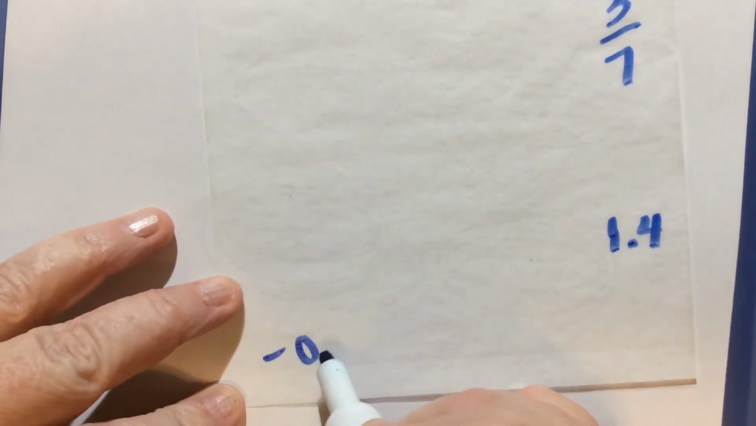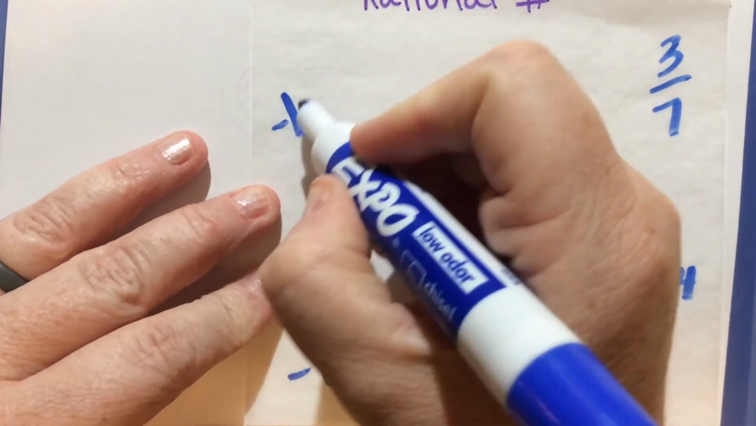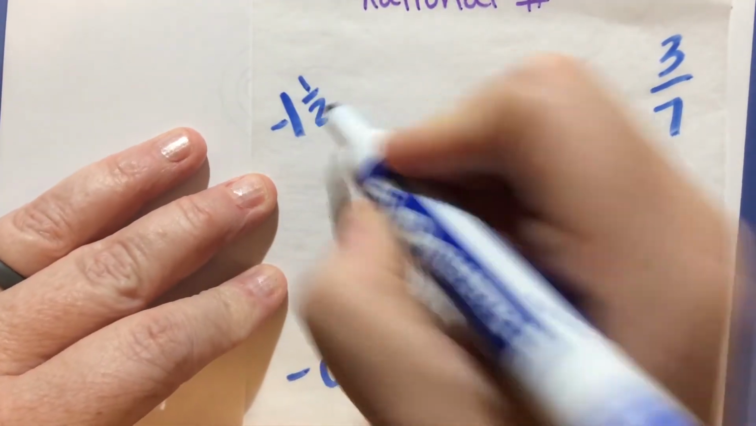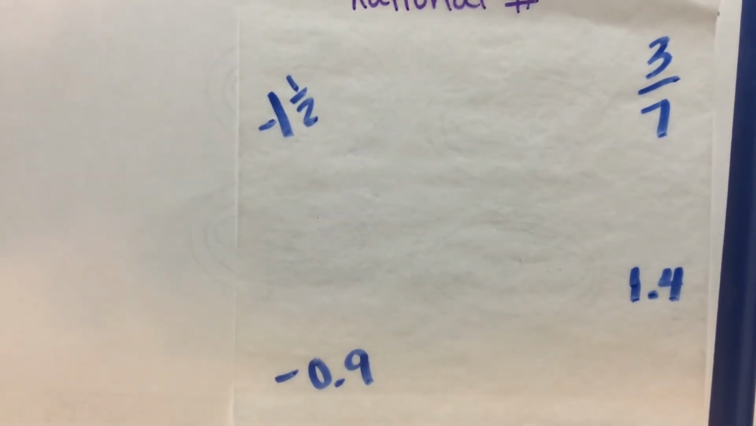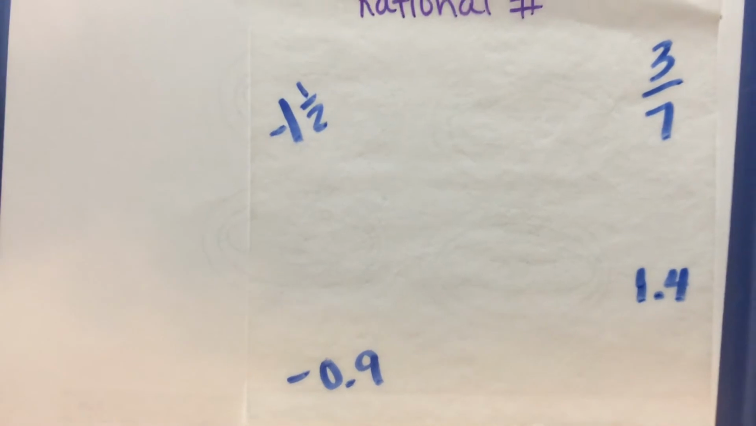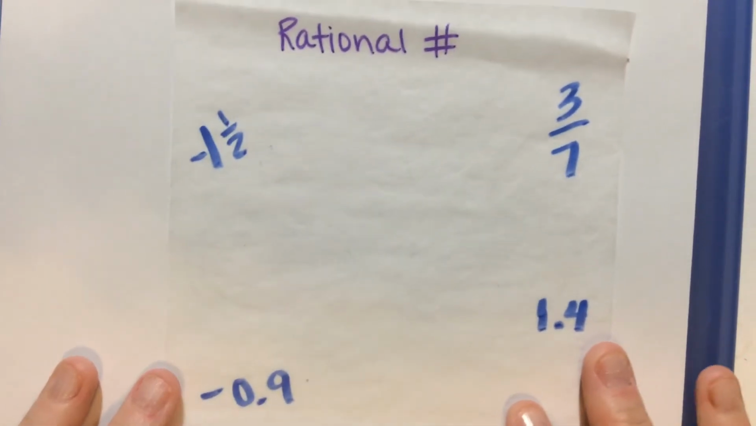Negative 0.9. And then it could be like -1.5. Okay, that is on. Let me see if I can zoom out a little bit here. Okay, I'm going to adjust this a little bit, okay? So that is all on this little square here, okay? We're going to move it out of the way now.